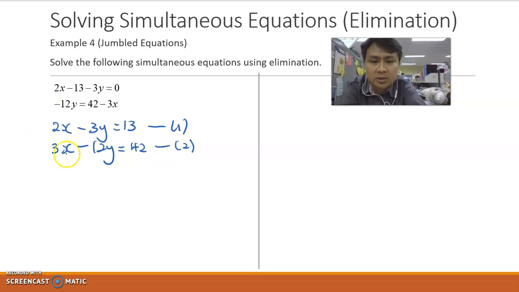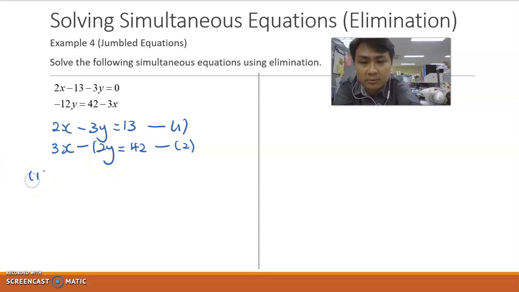Next, we want to observe whether the coefficient of x or the coefficient of y is the same. And we realize that it's not the same. So we need to apply what we learned in the previous example. We need to make one of the variables have the same coefficient. And we can do that by multiplying equation 1 by 4. Then I'll be able to change 3y to become 12y. So we're going to do that now.